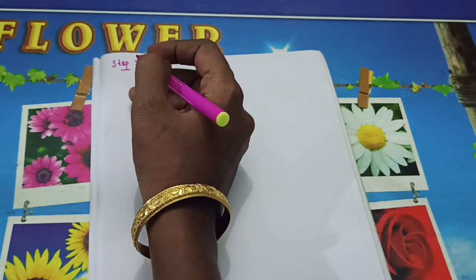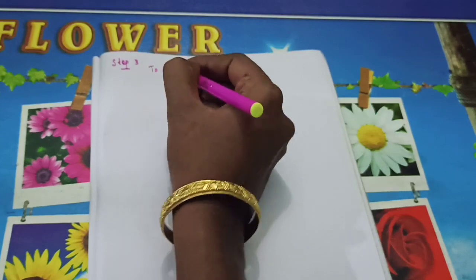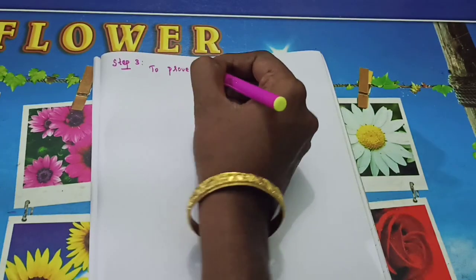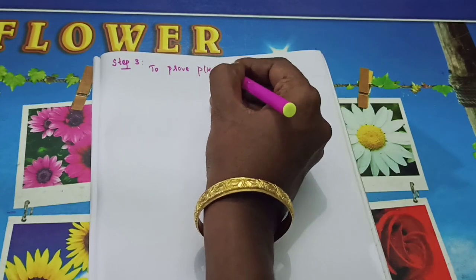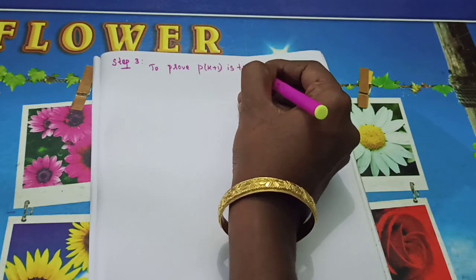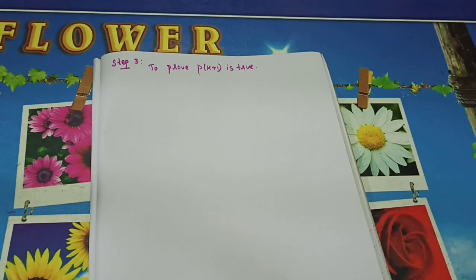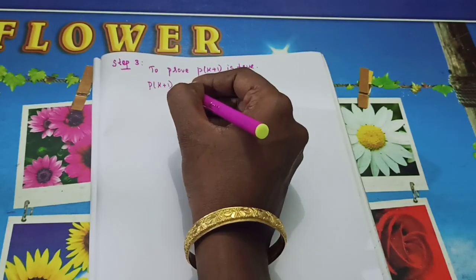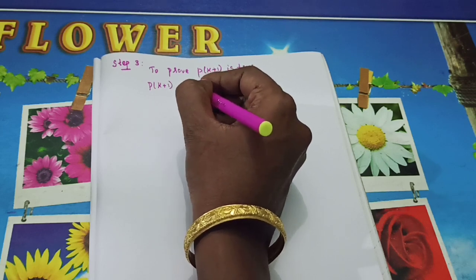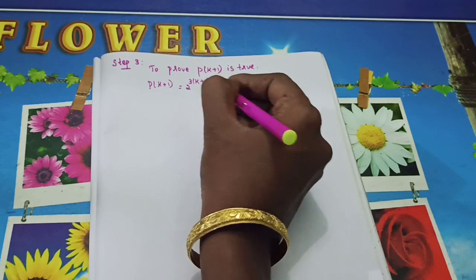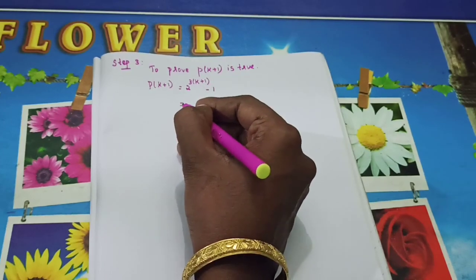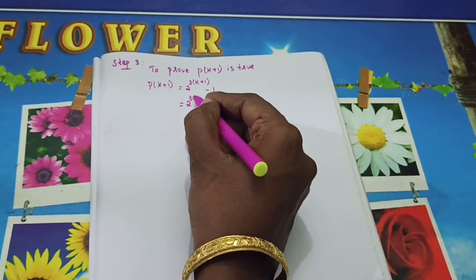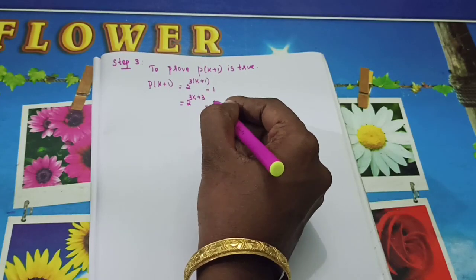Now we move to the last step, step 3. What do you need to prove in step 3? We need to prove P of k plus 1 is true. In the place of k, substitute k plus 1. So P of k plus 1 is equal to 2 power, k plus 1 minus 1, that is 2 power 3k plus 3 minus 1.